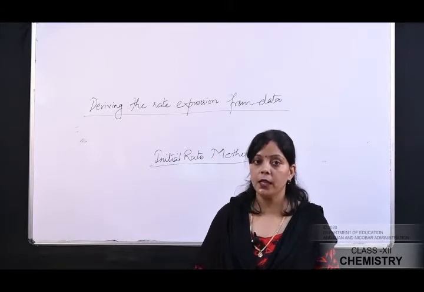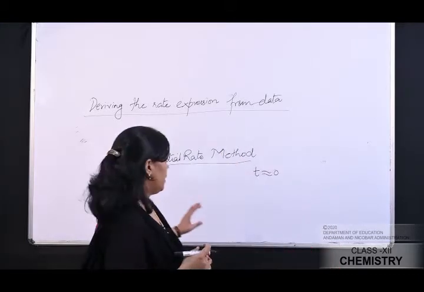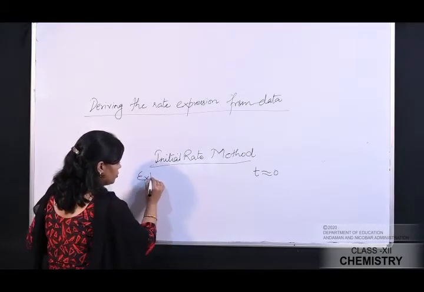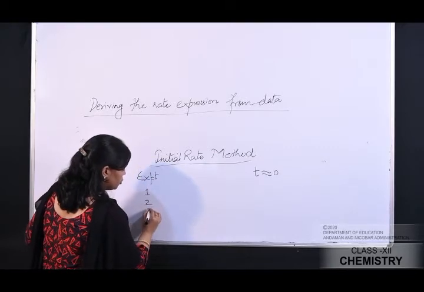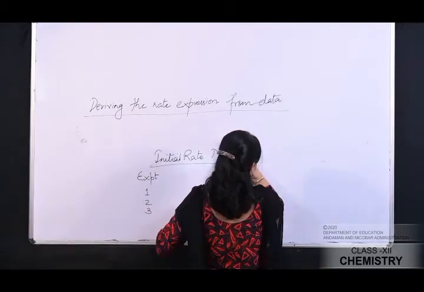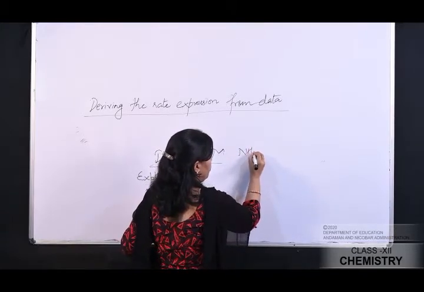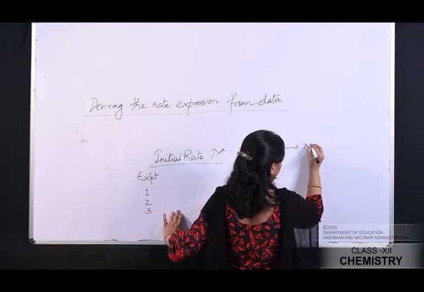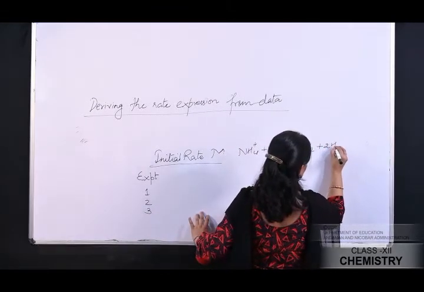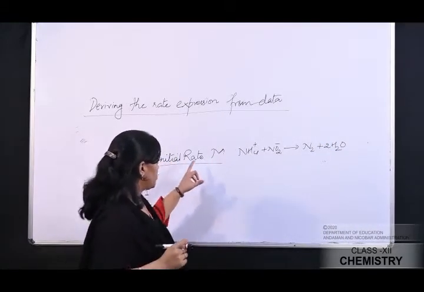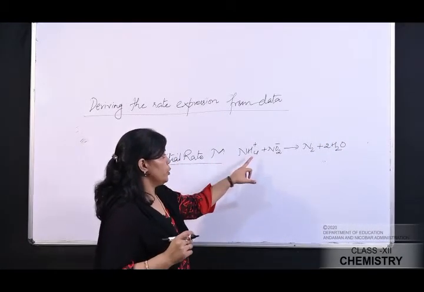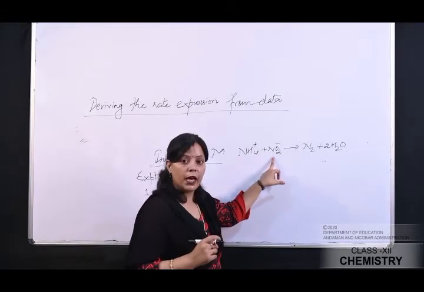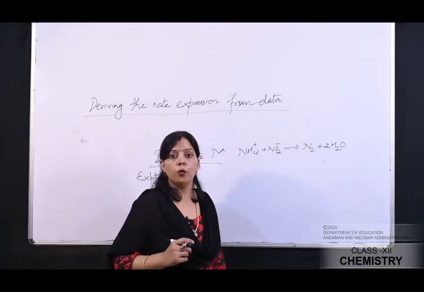To explain this, I am using a table in which 3 experiments are carried out: experiment numbers 1, 2 and 3. It involves the chemical reaction in which the ammonium ion combines with the nitrite anion to give nitrogen plus 2 moles of H2O. So to explain the initial rate method, I am using this chemical reaction: the ammonium cation combined with the nitrite anion gives nitrogen plus 2 moles of water.